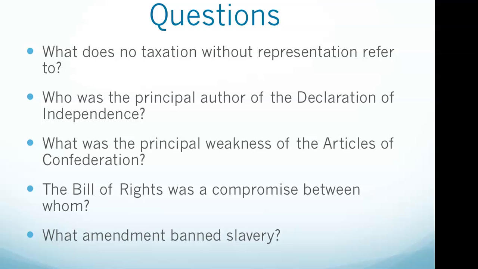So quickly going over these. What does no taxation without representation refer to? Who was the principal author of the Declaration of Independence? The principal weakness of the Articles of Confederation. We want to know that. There was a compromise between two groups for the Bill of Rights. Do we know who those two groups were? And then finally, what amendment banned slavery? All right.